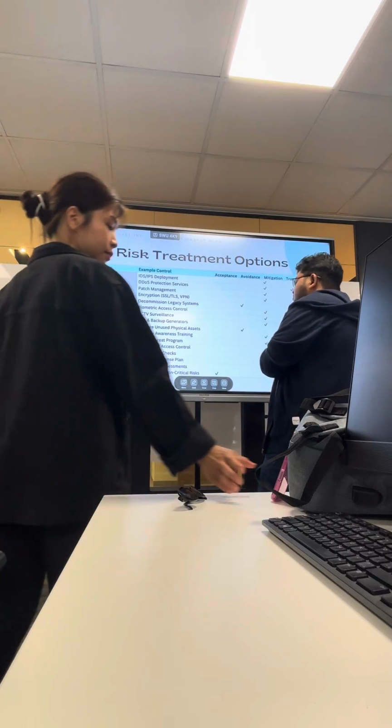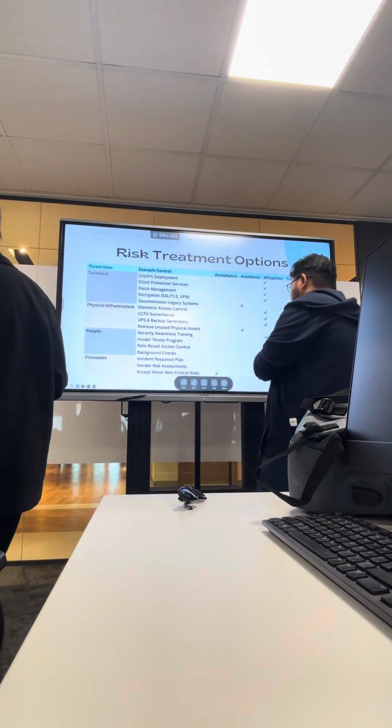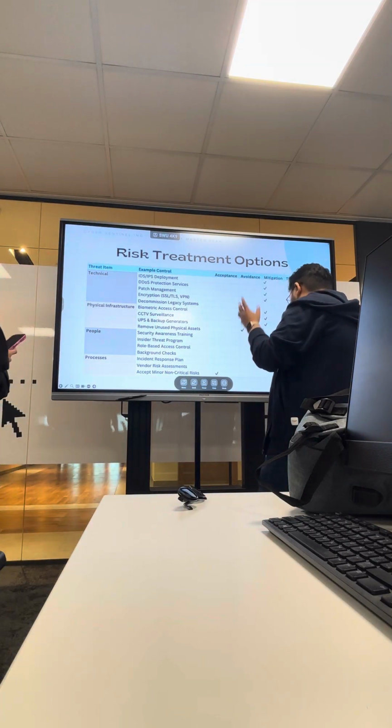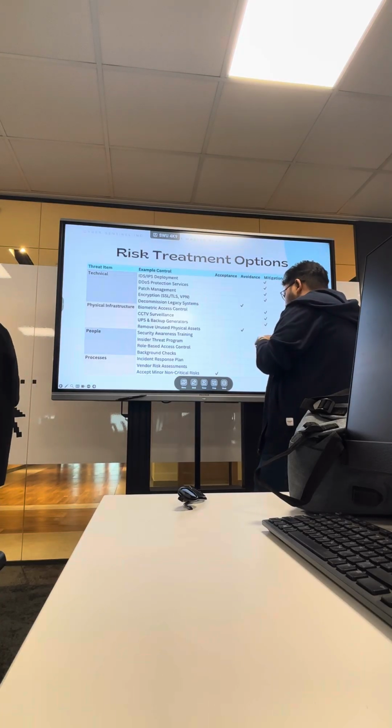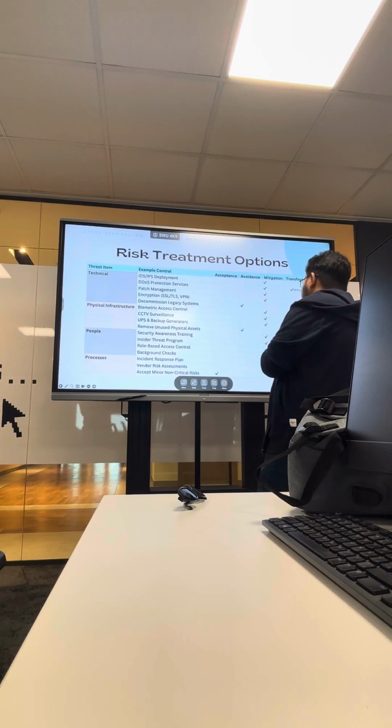Now, in terms of another threat, which is people. People should be trained. They should be provided phishing simulator training. Moreover, there should be role-based access control, and there should be a background check of the person. So these are all parts of the risk mitigation. So this can't be accepted, or avoided, or transferred.